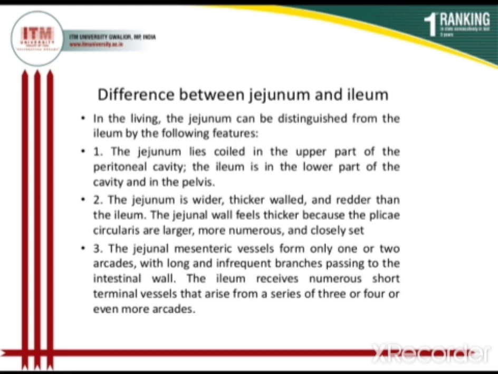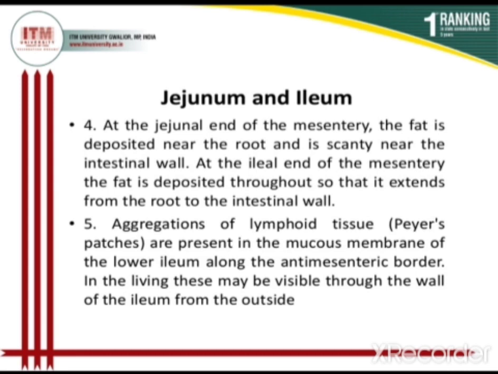The next difference: at the jejunal end of the mesentery, the fat is deposited near the root and is scanty near the intestinal wall, and at the ileal end of the mesentery, the fat is deposited throughout, so that it extends from the root of the mesentery to the intestinal wall.